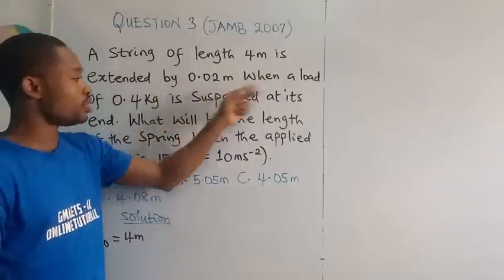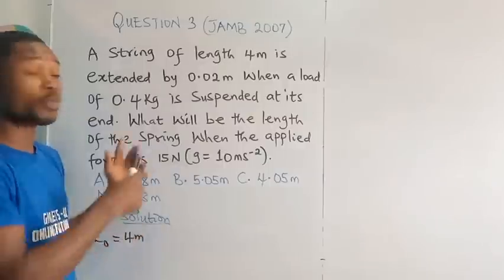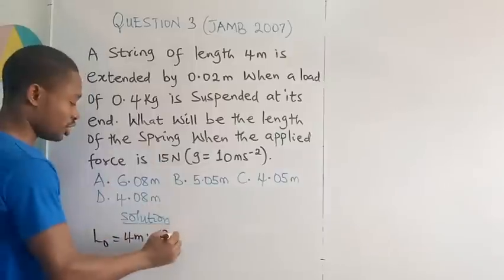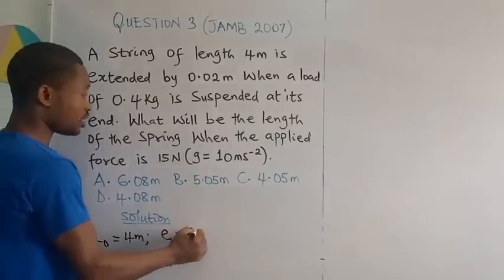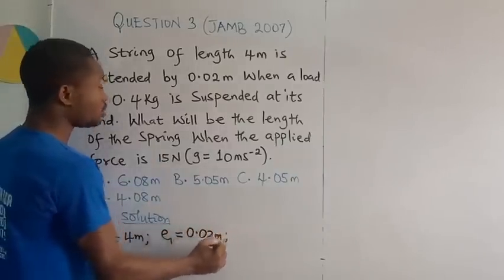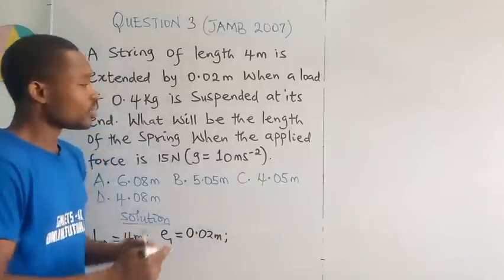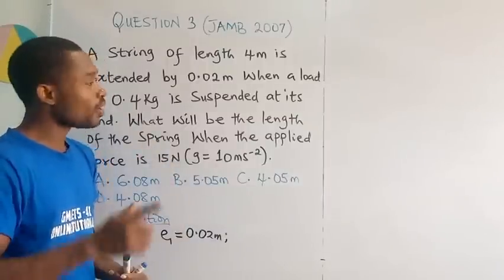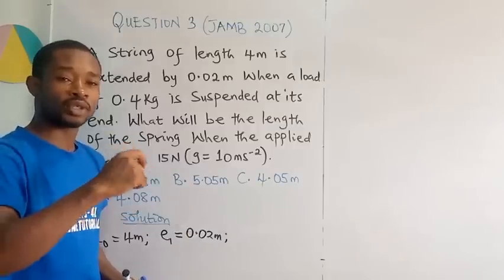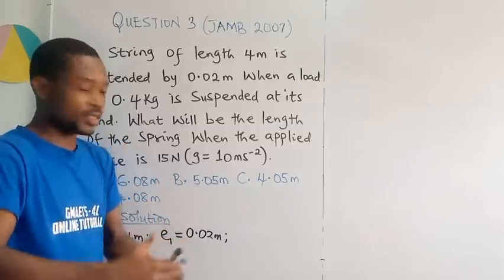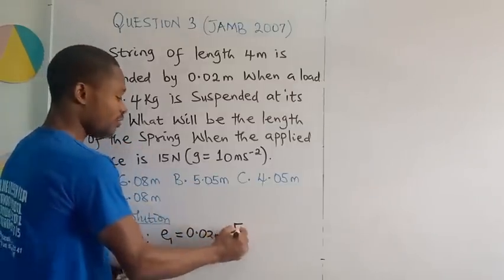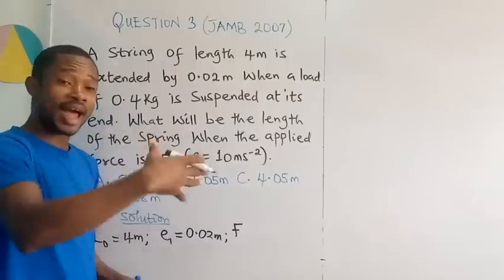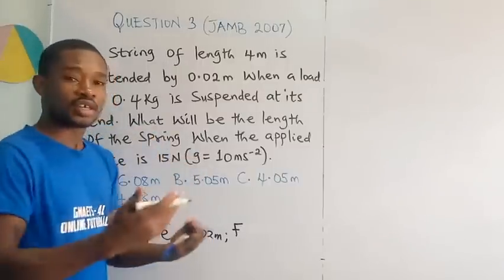This extension was produced when a load of 0.4 kilogram was attached. You can say that extension, let me use E1, the first extension, was given as 0.02 meter, and that happened when a load, which was given in the unit of mass, kilogram, was attached. I am going to convert it to Newton. If you remember, in part 1 of Hooke's law of elasticity, we established the fact that force is equal to mg, just like weight equals mg. So that converts mass in kilogram to weight or force in Newton.